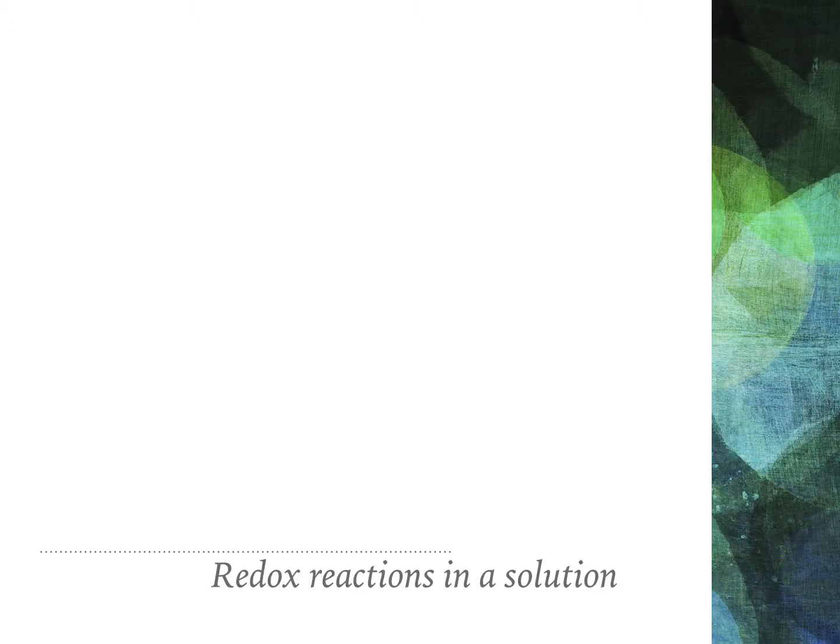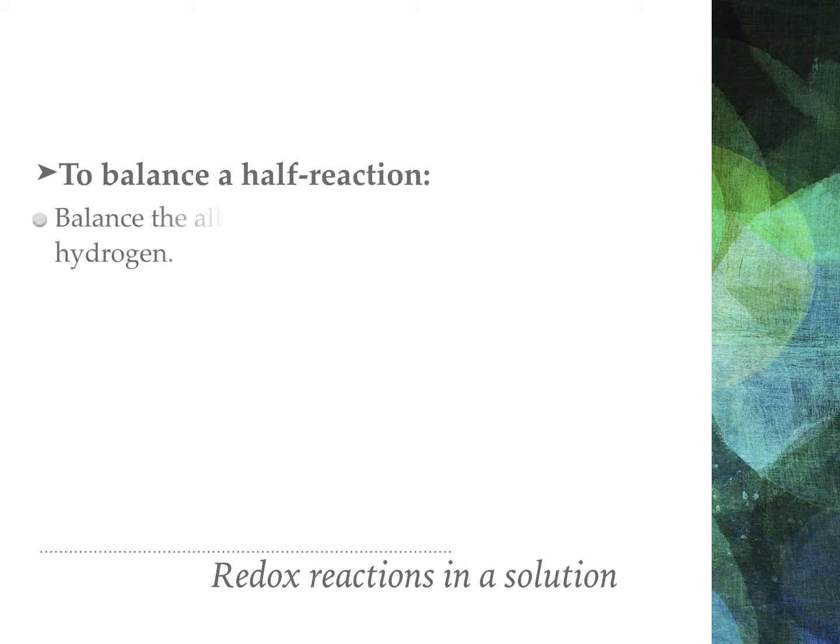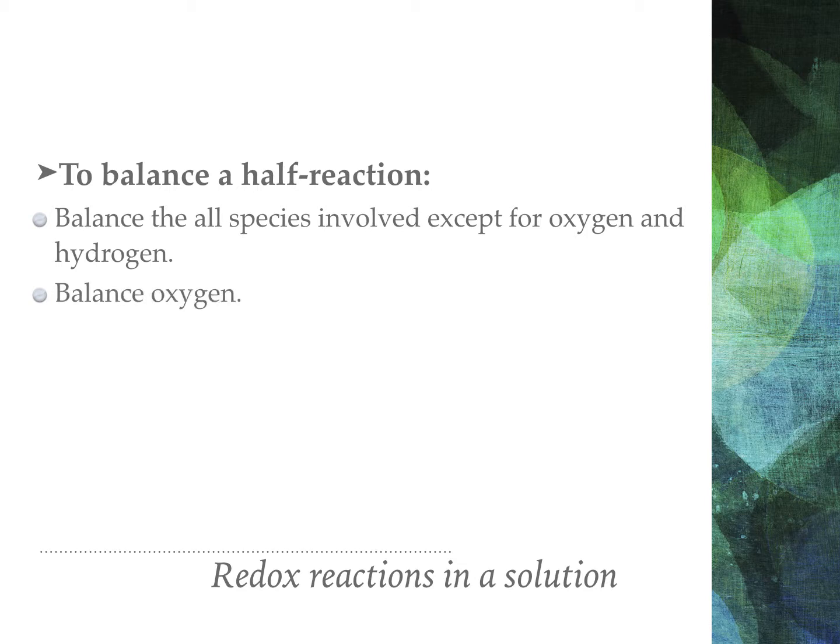To balance a half reaction, balance all the species involved except for oxygen and hydrogen. Balance oxygen, then balance hydrogen, and lastly balance all the electrons.